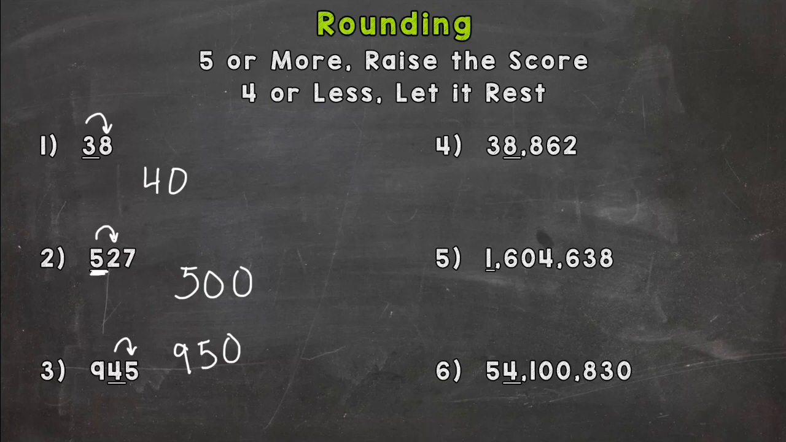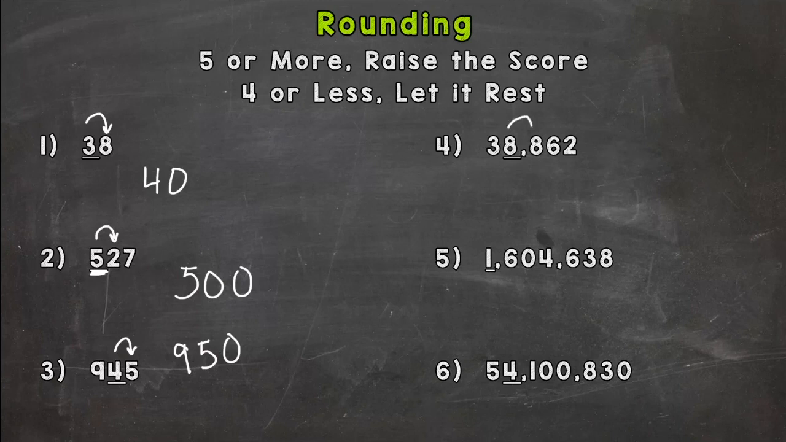So let's take a look at number 4 here. We have 38,862. What place is that 8 in, the underlined 8? Hopefully you're thinking the thousands place. So what we're doing here is we are seeing if this number is closer to 38,000 or is it going to round up to 39,000.